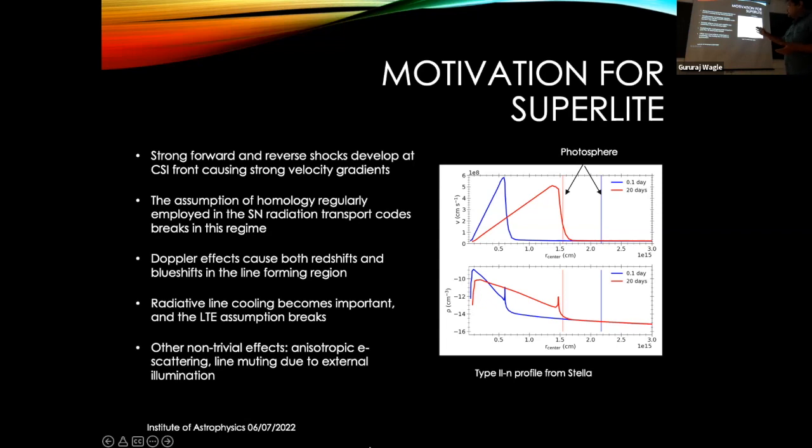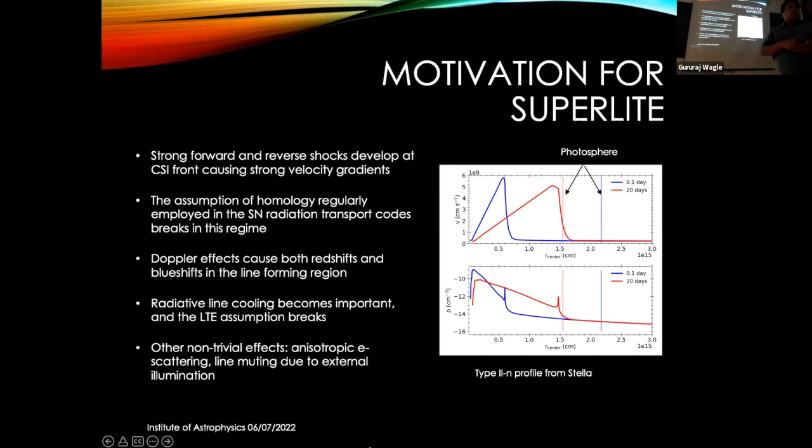So we have to take into account other effects, such as the Doppler effect. In SuperNew, the Doppler effect is only the redshift of photons because the ejecta is only expanding outward. But in our case, we have to consider both the redshift and blueshift in the line forming region. We also have to consider the radiative cooling of lines. So just LTE is not sufficient to correctly produce the spectra. We also have to consider other non-trivial effects that Manos discussed in his talk yesterday: the anisotropic electron scattering, line muting due to external illumination, etc. So this is the motivation behind SuperLite.